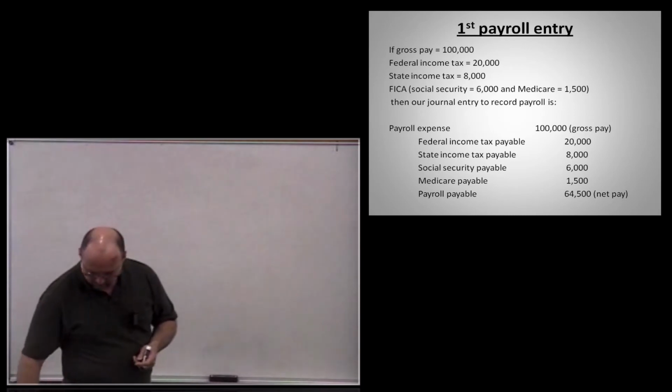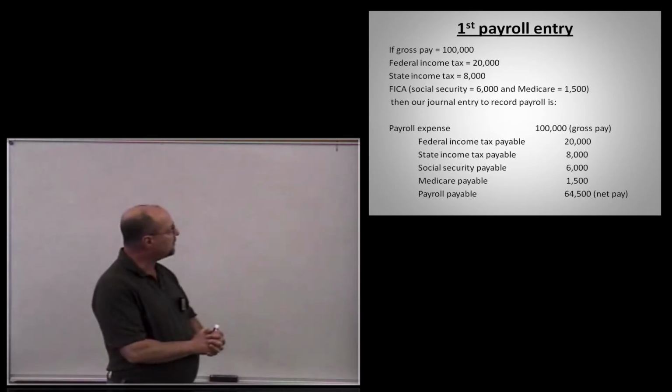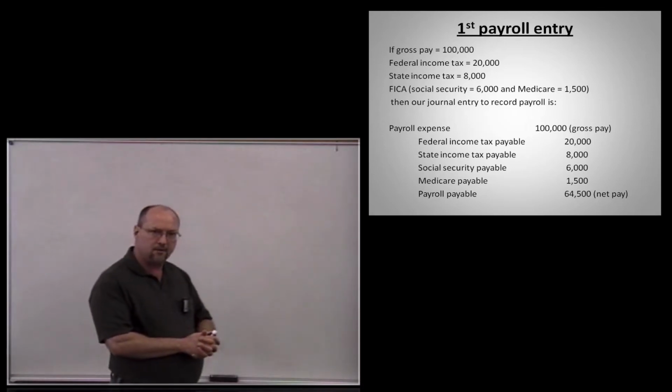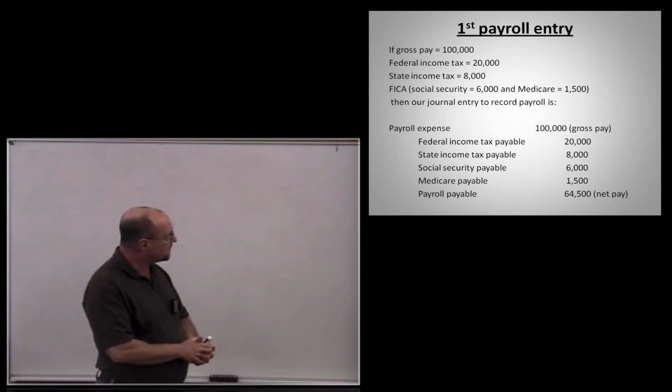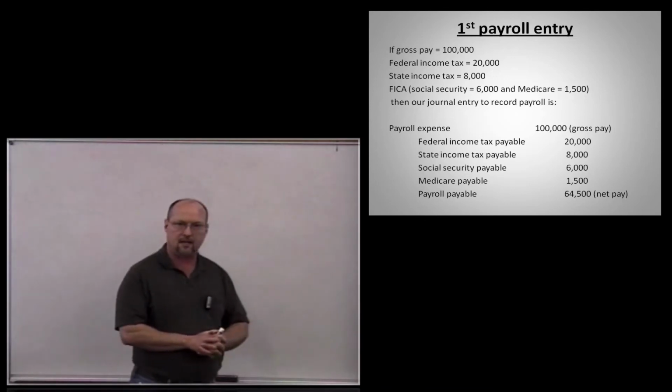First, let's assume gross payroll for one time period is $100,000, and I just arbitrarily came up with some numbers. Federal income tax was $20,000 for this time period. State income tax was $8,000. And then FICA. FICA is Federal Insurance Contributions Act.